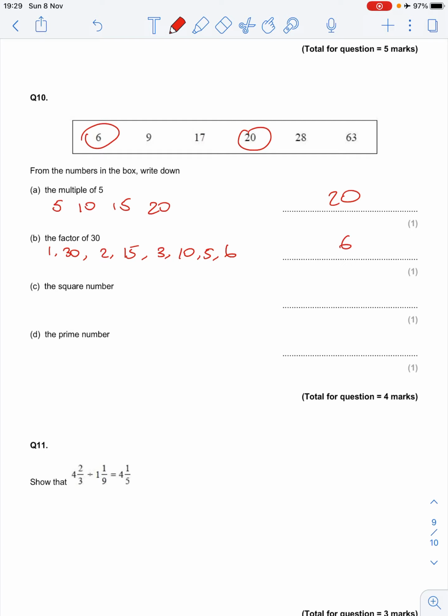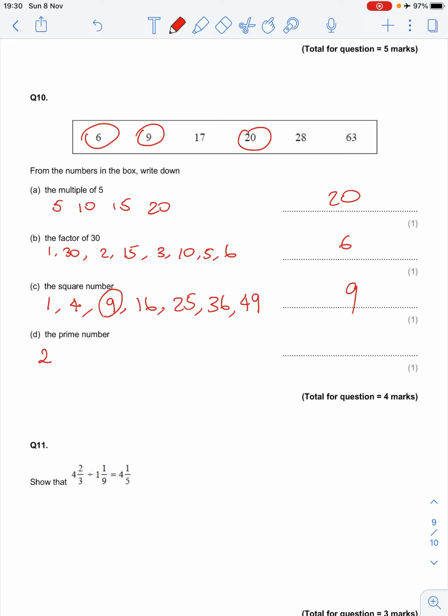The square numbers, remember square numbers is 1 times 1 is 1, 2 times 2 is 4, 3 times 3 is 9, 4 times 4 is 16, 5 times 5 is 25, 6 times 6 is 36, 7 times 7 is 49. Oh, sorry, I missed the number. We have 9 here.